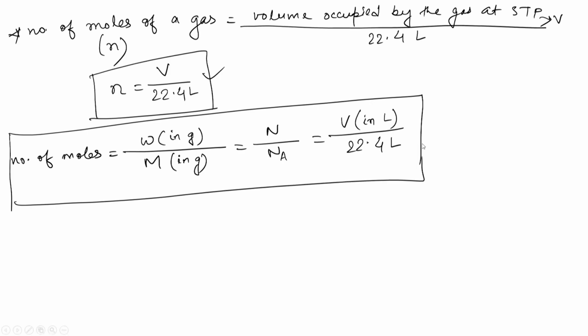So, with the help of these three formulas, we can solve a lot of numericals and a lot of problems from mole concept. Okay. So, number of moles is equal to given weight of a substance in grams divided by the molar mass of the substance in grams. This is equal to any given number of particles in a substance divided by Avogadro's number, and this is also equal to the volume of a gas in liters at STP divided by the 22.4 liters.